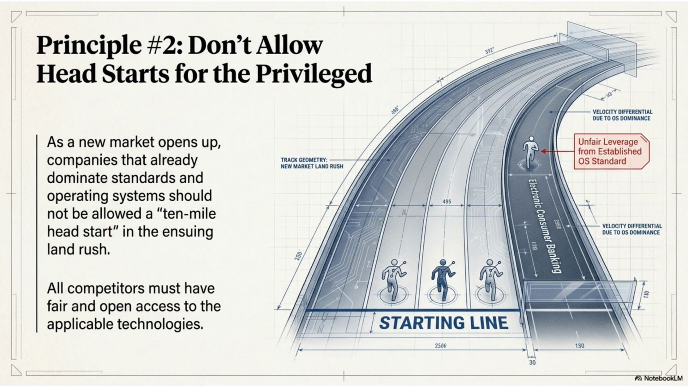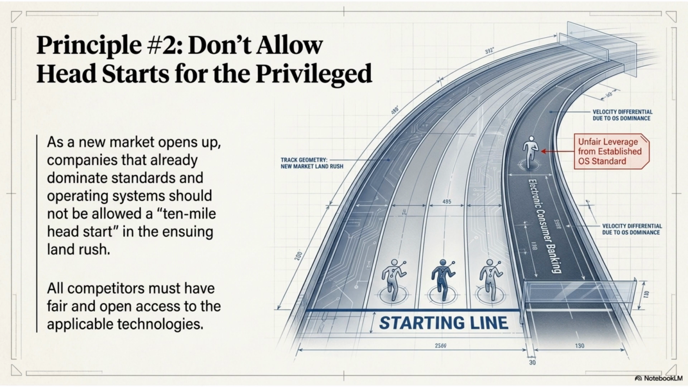Ah, this connects right back to what we were saying about fairness and leveraging. Exactly. You can win the new race because you're fast, because you have the best engineers. But you cannot win just because your previous monopoly let you start 10 miles ahead of the independent startups. Right. You can't structurally sabotage the other runners by denying them access to the core infrastructure. All competitors must have fair and open access to the applicable technologies and standards.